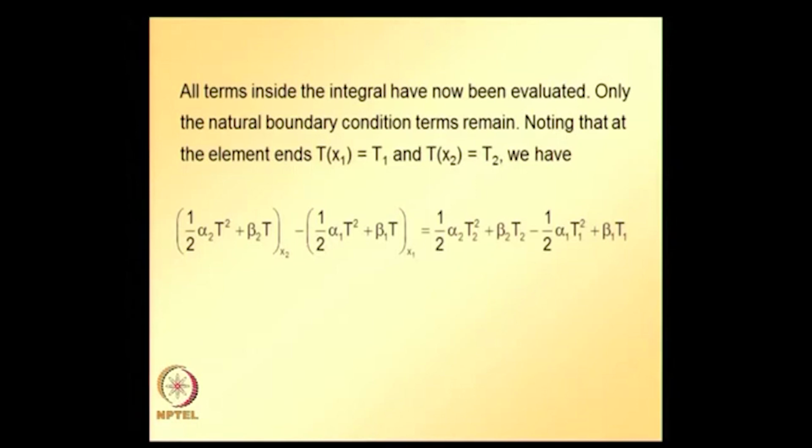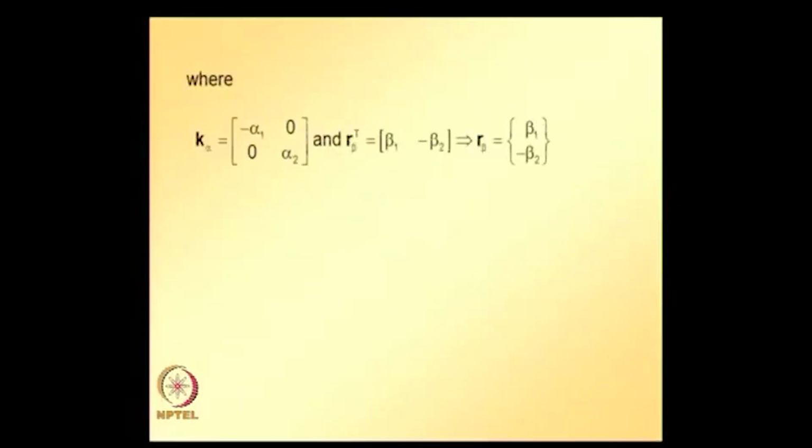And in order to combine these boundary terms with the rest of the matrices, they are arranged in a matrix form. So these boundary terms are arranged in a matrix form in this manner, and also the other term is arranged like this, where k alpha and r beta are defined like this.